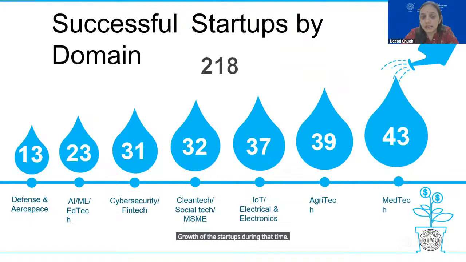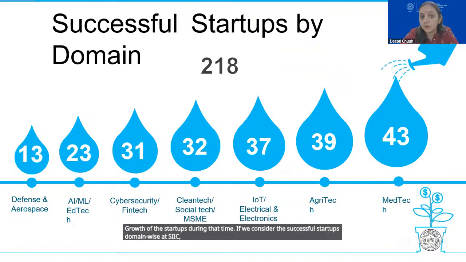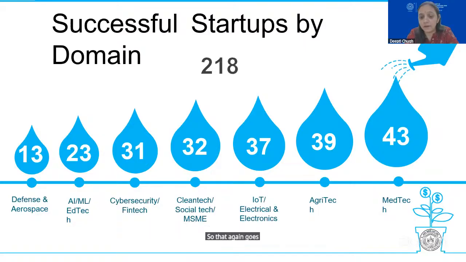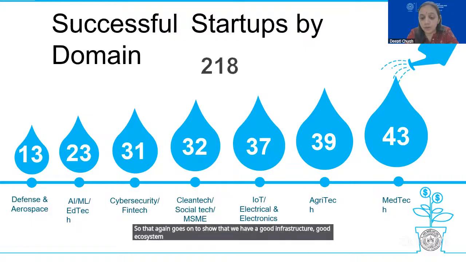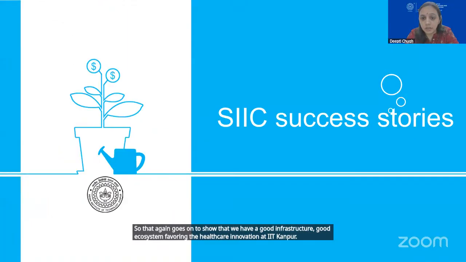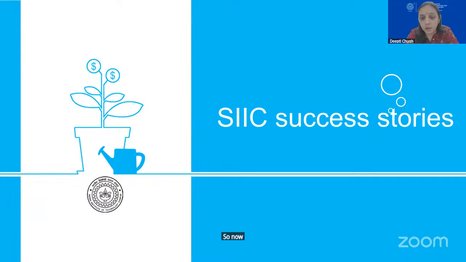If we consider the successful startups domain-wise at SIIC, as you can see, out of 218 successful startups, the majority of them are in the medtech and biotech domain. So that again goes on to show that we have a good infrastructure, good ecosystem favoring healthcare innovation at IIT Kanpur. So now I'll just talk briefly about the success stories at our incubation center.